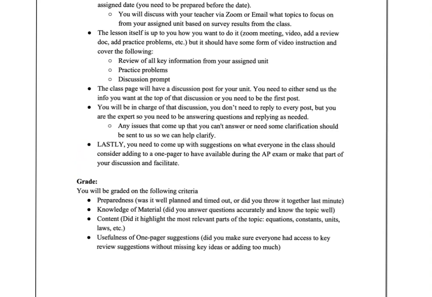For the grade, you will be graded on, are you prepared? Did your lesson seem planned out ahead of time? Was it thrown together at the last minute? Did you know the material? So did you cover the content accurately? Did you answer your classmates' questions in the discussion accurately?